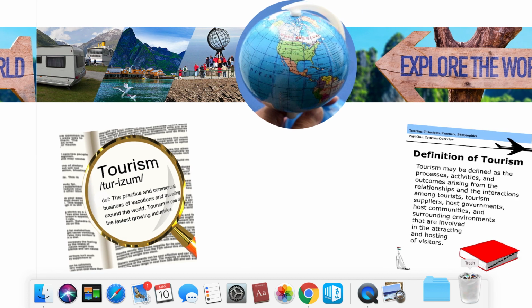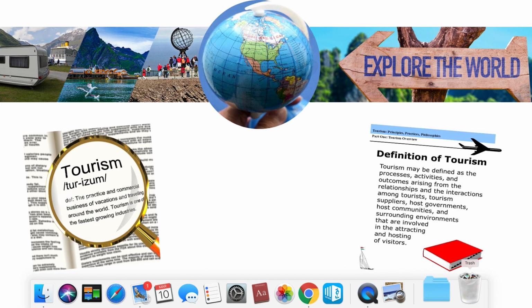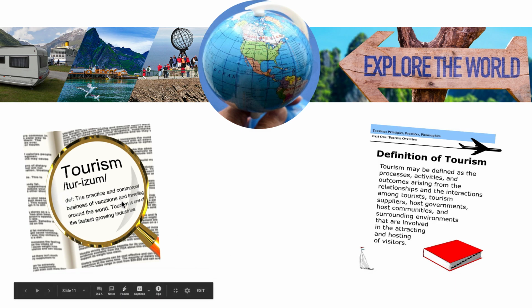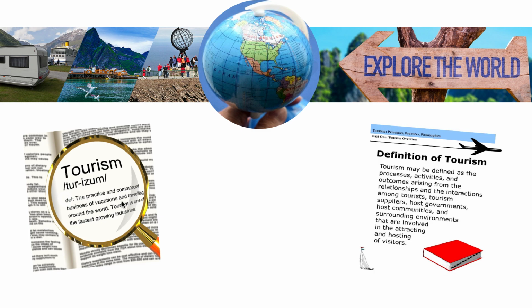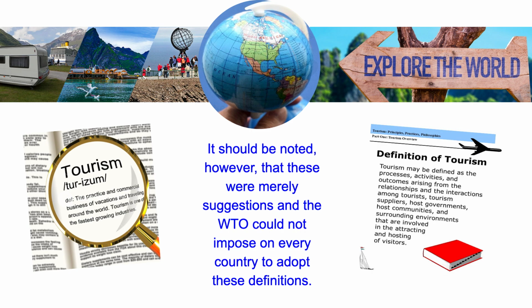If you will look at the next slide, we can see some definitions of tourism as defined by a dictionary, like it is a practice in commercial business of vacations and traveling around the world. It is also one of the fastest growing industries. There are also books about principles of tourism that would give us a definition. For example, tourism may be defined as the processes, activities, and outcomes arising from the relationships and the interactions among tourists, tourist suppliers, host governments, host communities, and surrounding environments that are involved in the attracting and hosting of visitors. It should be noted, however, that these were merely suggestions, and the WTO could not impose on every country to adopt these definitions.